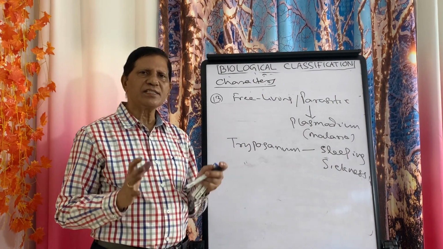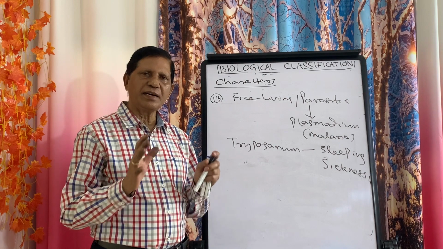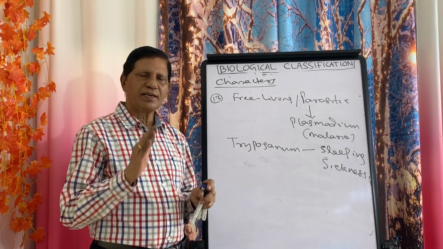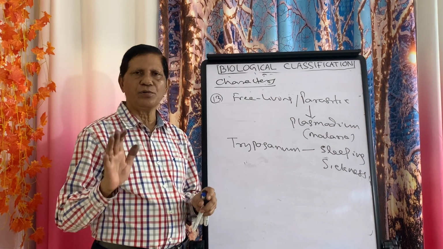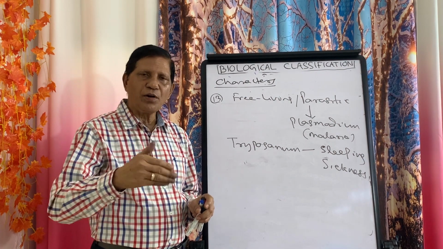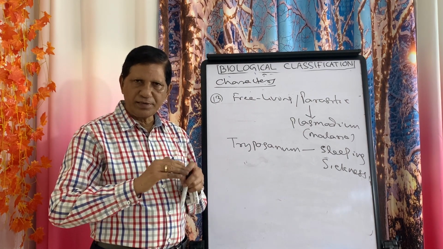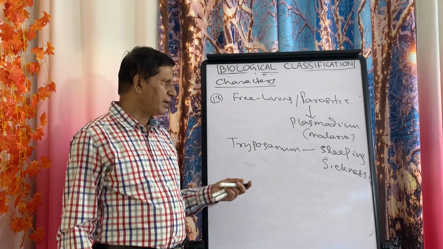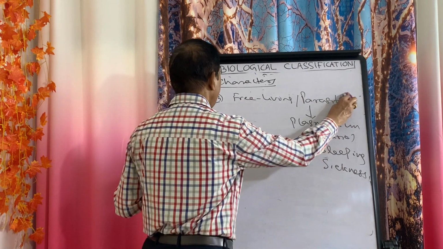So these are some of the general characters of protista, and they are classified into 5 types: chrysophytes, dinoflagellates, euglenoids, slime molds, and protozoans. This is general, and from next video onwards, we will discuss one by one with complete detailed characters. But before closing, let us discuss the questions.